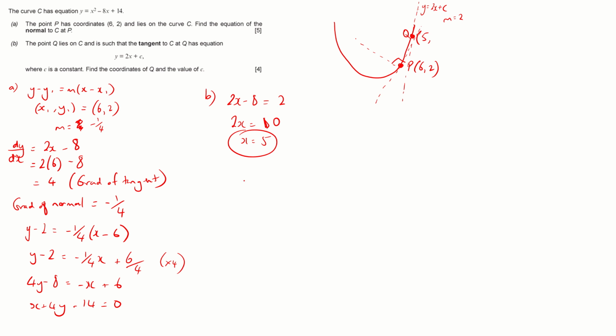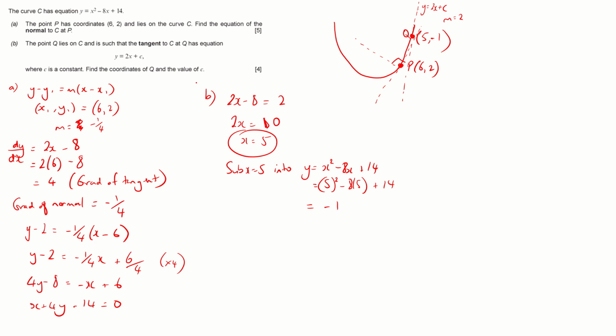We need a y coordinate though, so you're going to sub x equals 5 into, now you have an option, this coordinate is both on the curve and on this tangent of y equals 2x plus c. I say you have an option, but I wouldn't use y equals 2x plus c because you don't know what c is. So I'm going to put it into y equals x squared minus 8x plus 14, which is 5 squared minus 8 times 5 plus 14. 25, take away 40, plus 14, minus 1 at that point. So obviously my diagram is not drawn to scale, as it turns out.